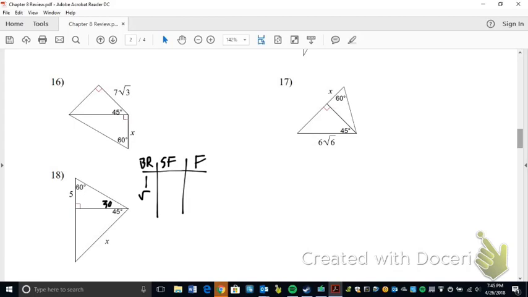So here we are, number 18. We're starting off with that 30, 60, 90 triangle, which has a base ratio of 1, radical 3, 2. Now we see that the short leg is the one we're given. That's a 5, so that's going to go opposite the 1. So we ask, what's 5 divided by 1? We get 5, so we know that's our scale factor. 5 times radical 3 is 5 radical 3. 5 times 2 is 10.